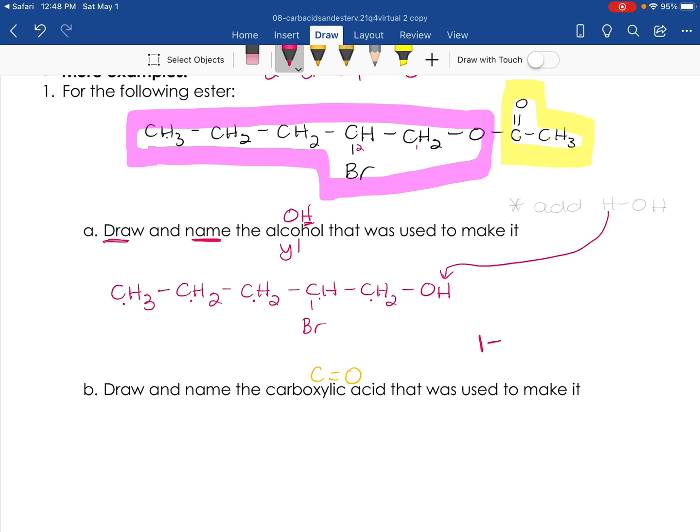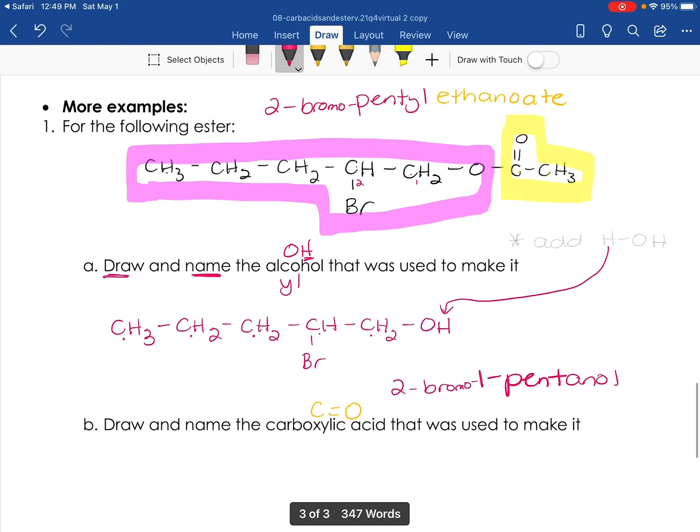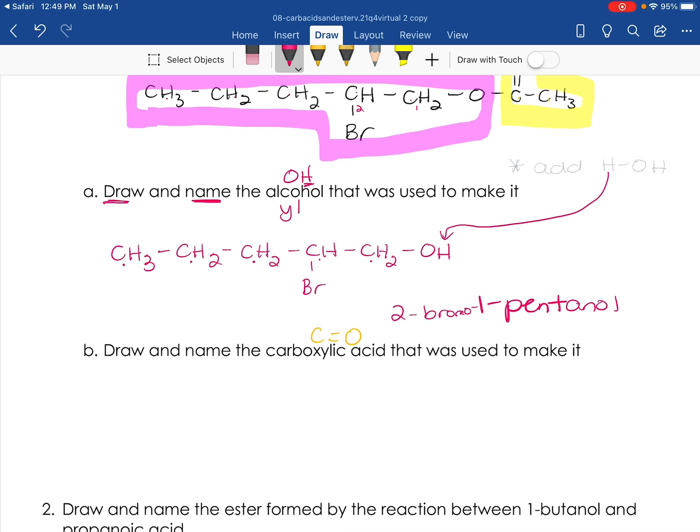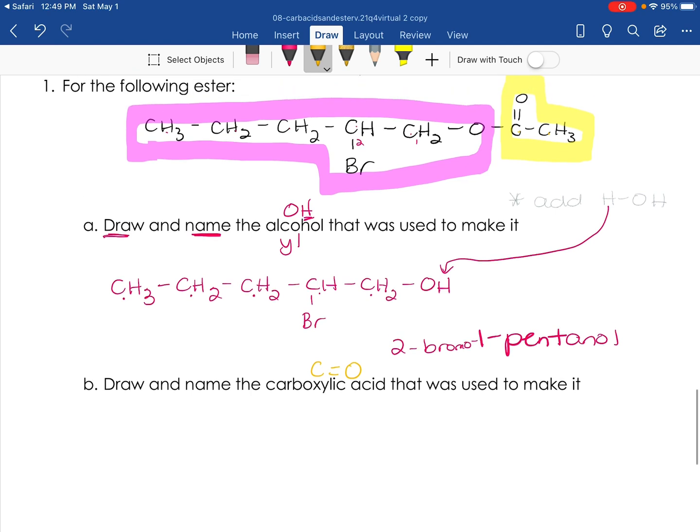So 1 pentanol, and then 2 bromo. So it looks almost identical, right? 2 bromopentyl. Instead of pentyl, we've said pentanol, okay? Because it has OH. Then for the carboxylic acid, we've got 2 carbons.